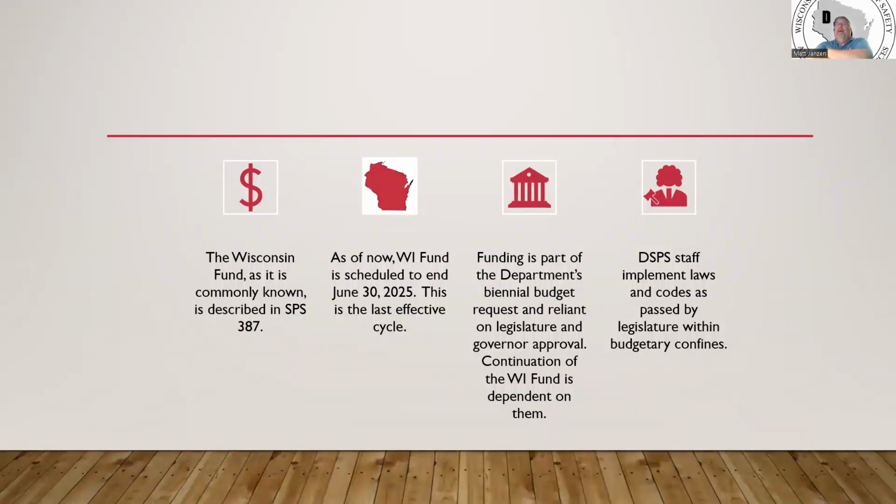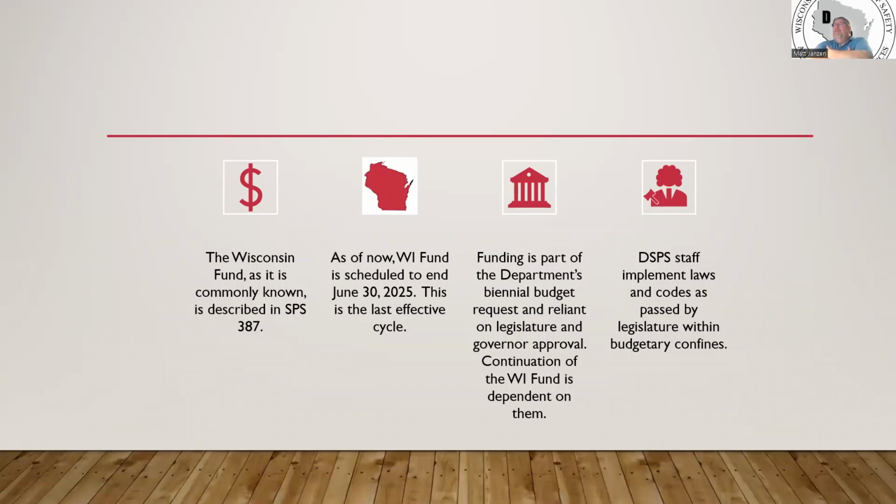So as it stands right now, systems from 2024 aren't going to be eligible unless something happens. So what needs to happen? Well, funding is part of the department's biennial budget and the state's biennial budget, and they're relying on legislature and the governor's approval. So the continuation of the Wisconsin Fund is basically up to them. They tell us what we can and cannot spend, even though it is in the code. If we're not given the legislative authority to spend money, there's no funding for it. So even though it's in the books, it's not funded.